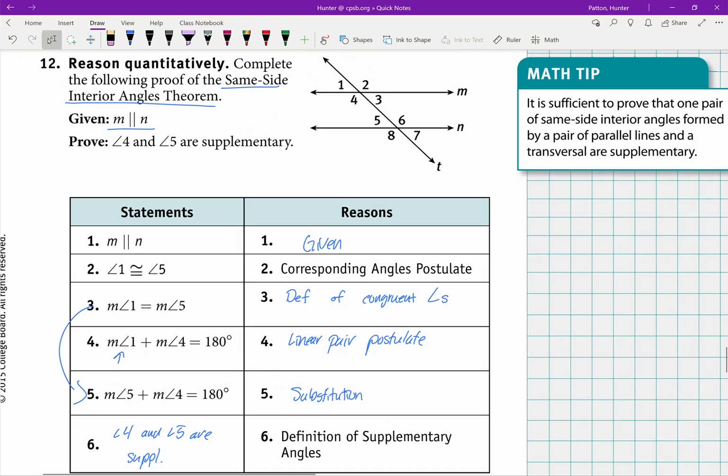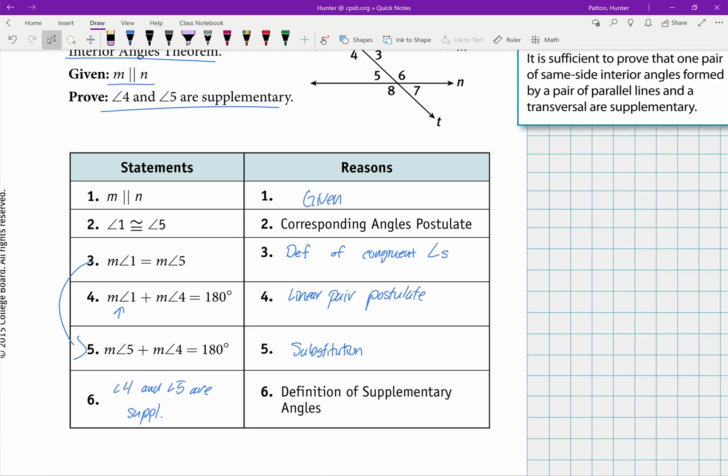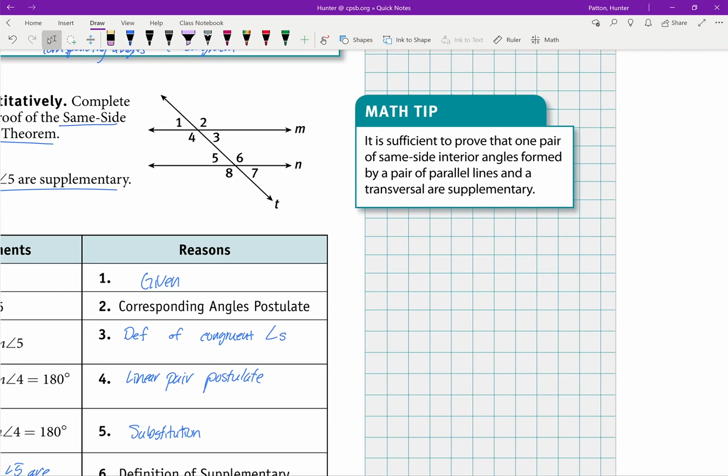I also knew what the statement for number 6 was, because it's the last statement, and that's always the proof statement. Okay. So it's a proof. Not writing a proof yourself, but it's kind of a mixture of doing statements and reasons. I want to go over this. Look at this math tip again. I didn't do it before we did the proof, but I'd like to go over it at least.